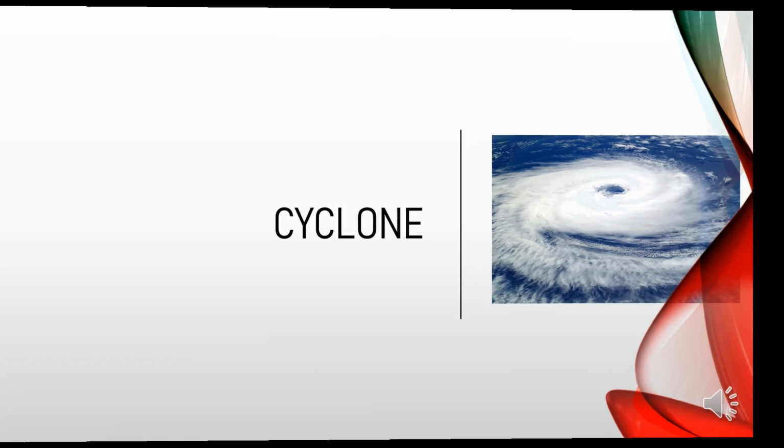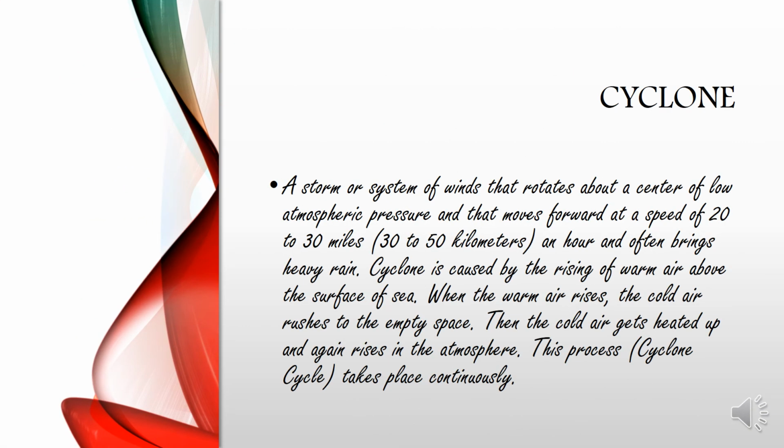Cyclone. A storm or system of winds that rotates about a center of low atmospheric pressure and that moves forward at a speed of 20 to 30 miles, 30 to 50 kilometers an hour, and often brings heavy rain. Cyclone is caused by the rising of warm air above the surface of the sea. The warm air rises, the cold air rushes to the empty space, and the cold air gets heated up and again rises in the atmosphere. This process, the cyclone cycle, takes place continuously.